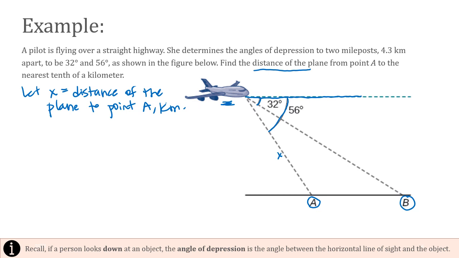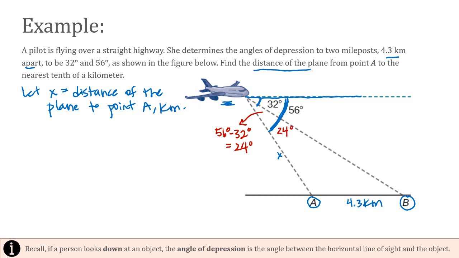Okay, what else do I know? Well, it was given to me that the distance between the two mileposts is 4.3 kilometers. Okay, do I know anything else? Well, I know that 32 degrees and the 56 degrees up above, within the 56 degrees, right, part of that 56 degree angle is the 32 degree angle. So I think that means that I could find the other piece of that 56 degree angle, which would just be whatever 56 degrees minus 32 degrees is, and I think that's called 24 degrees.